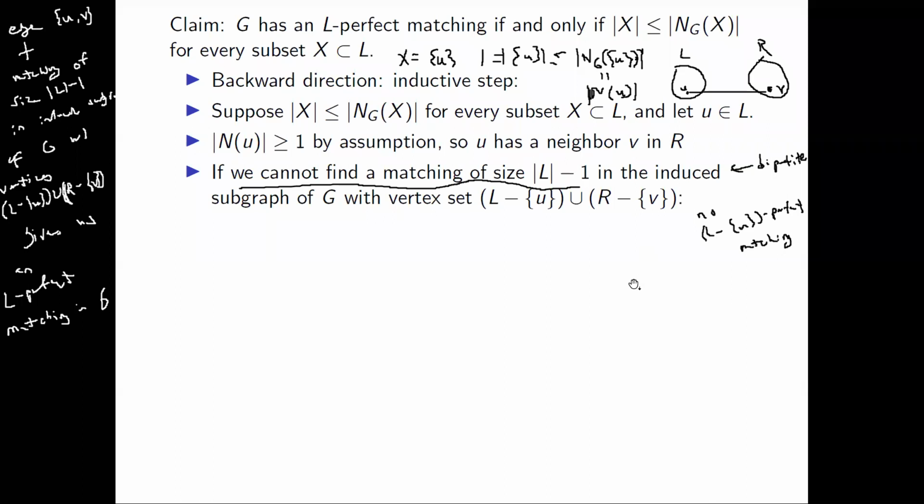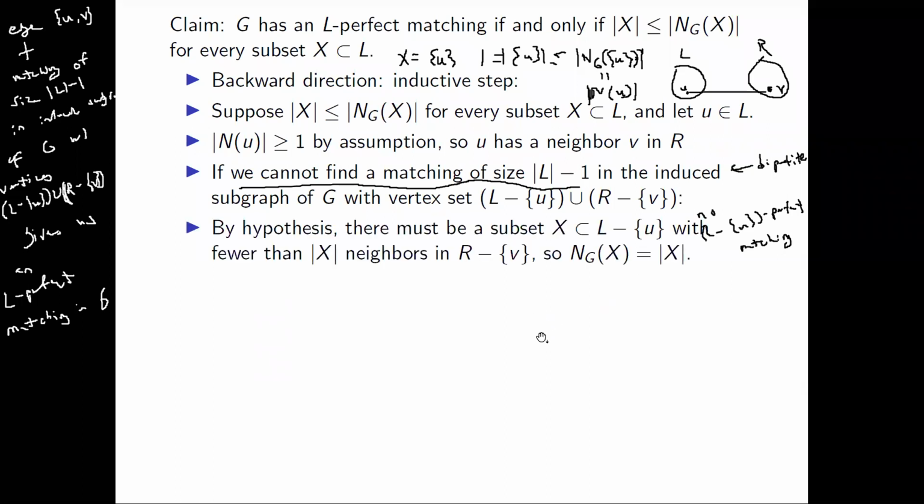And by that assumption, that tells us, using our inductive hypothesis, that since there's no L minus U perfect matching in that subgraph, we must be able to find some subset of the left side of that subgraph. The left side of that subgraph is L minus U. So we must be able to find some subset X, a subset of L minus U, which has fewer than cardinality of X neighbors in R minus V.